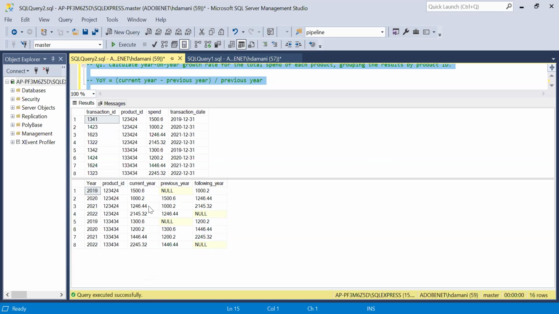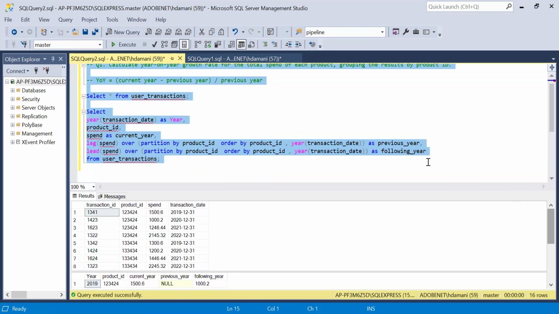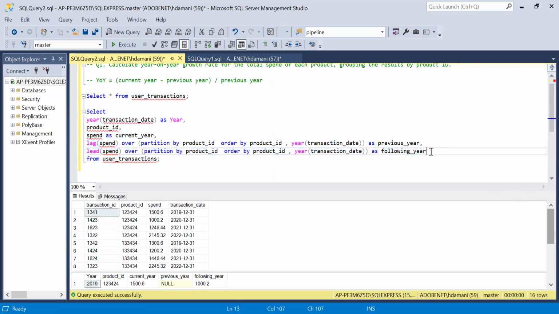Similarly, for this particular record, previous year spend is 1,000 rupees, right? And the following year spend is 2145, right? Similarly, for this, since we don't have any data for previous year, previous year spend is null, but following year spend is 1,000 rupees over here, right? So this is basically the use of lag and lead. These are some of the most powerful functions, I would say, right?